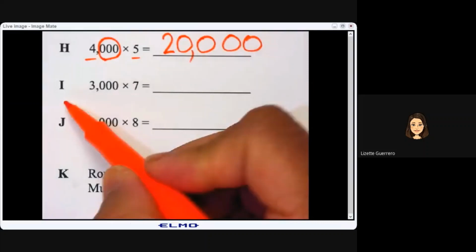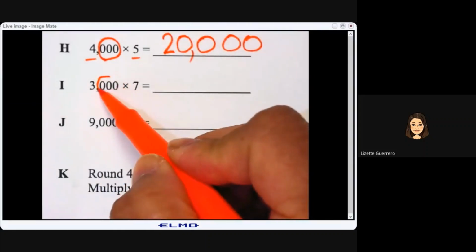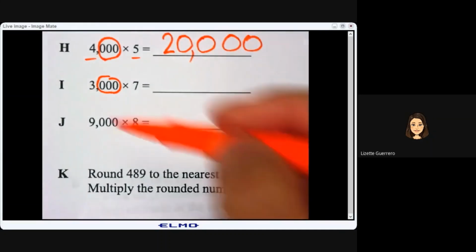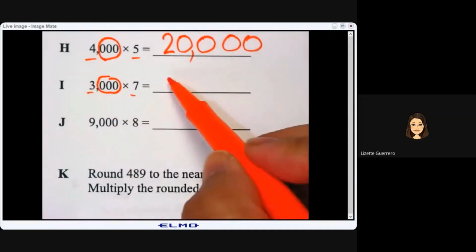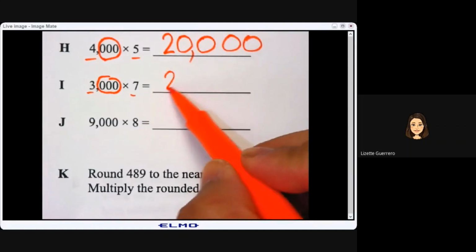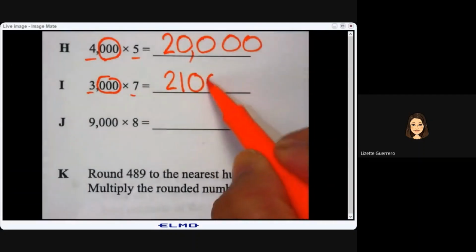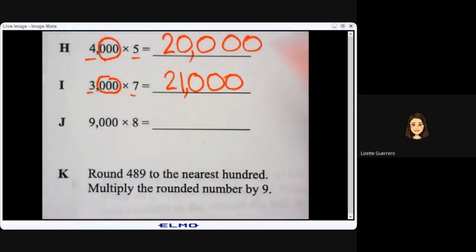Circle your letter I, circle your trailing zeros. Multiply your fact. 3 times 7 is 21. 7, 14, 21. And attach your trailing zeros, which are 3 of them. Your answer is 21,000.